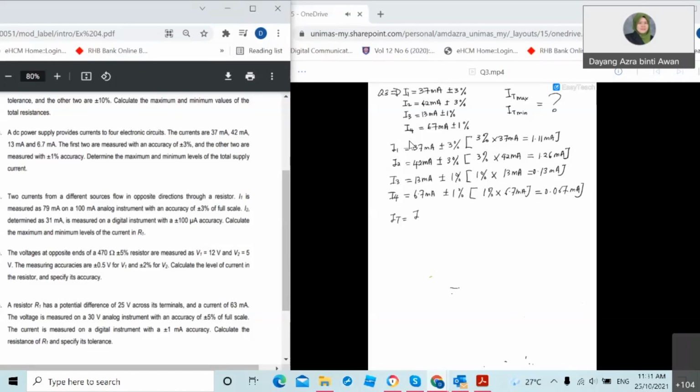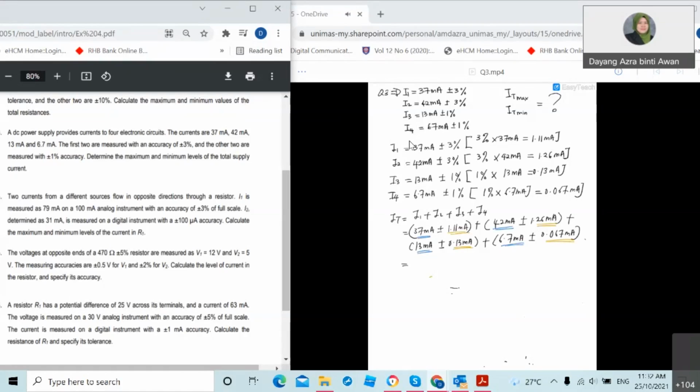So I total equals I1 plus I2 plus I3 plus I4. You have 37 milliamp plus minus 1.11 milliamp, plus 42 milliamp plus minus 1.26 milliamp, plus 13 milliamp plus minus 0.13 milliamp, plus 6.7 milliamp plus minus 0.067 milliamp. From here you need to total up the currents first, then total up the errors.